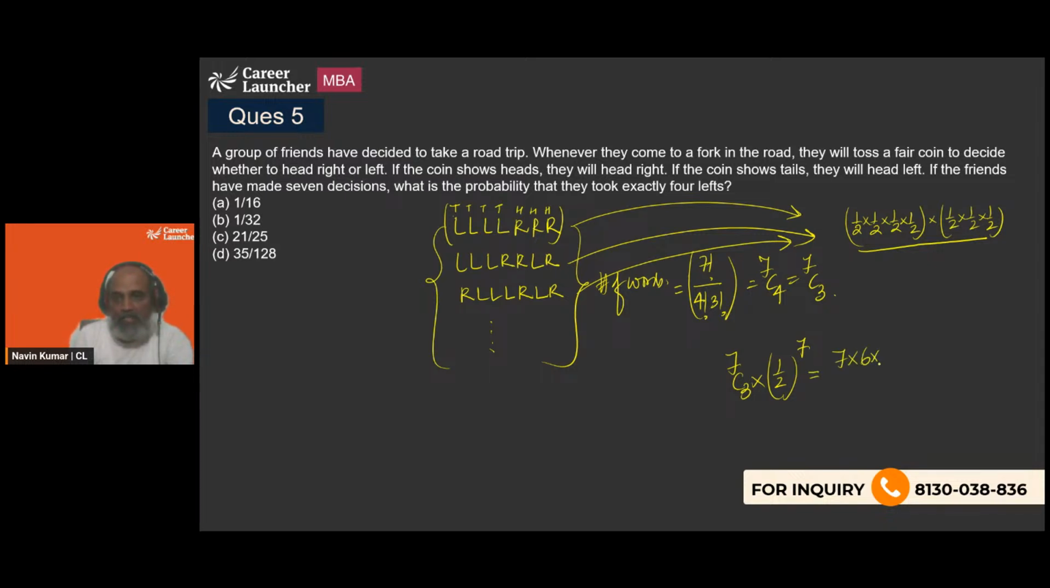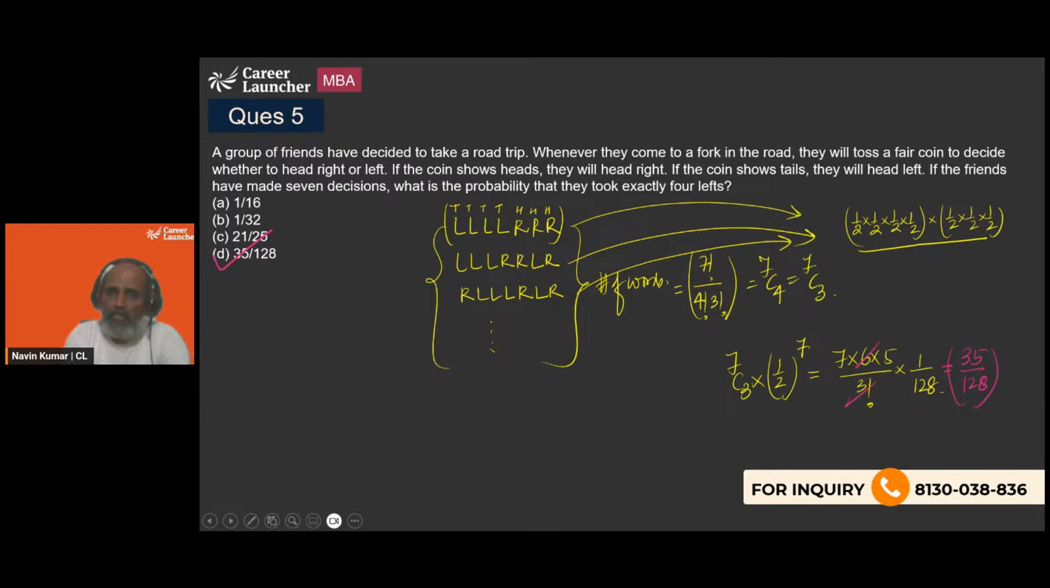This is 7 into 6 into 5 divided by 3 factorial, and 2 to the power 7 is 128. So what we see here is 3 factorial is 6 and this is 6. So we will have 35 out of 128 as the answer, which will be option D here.